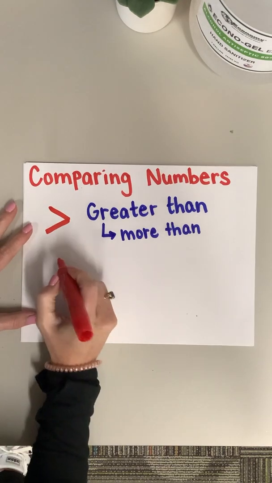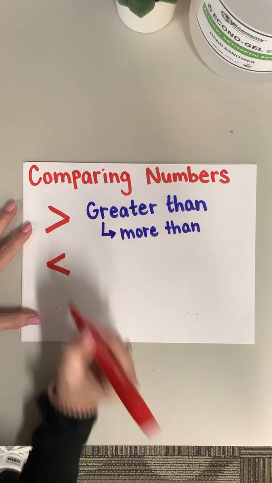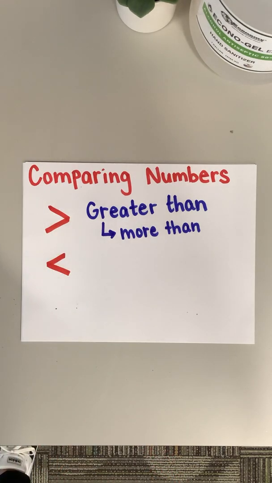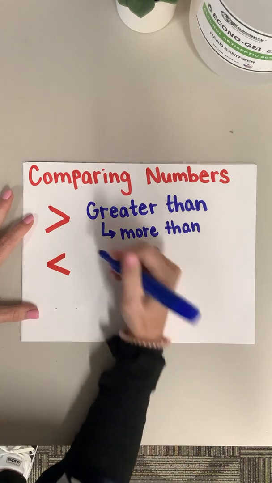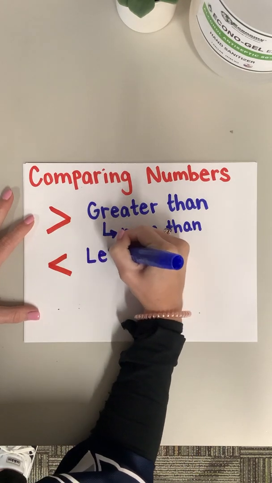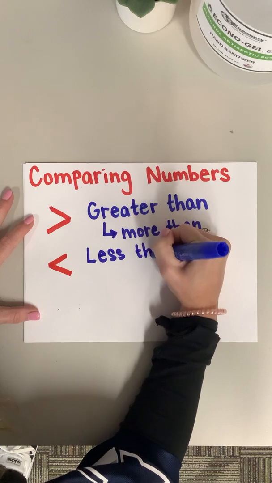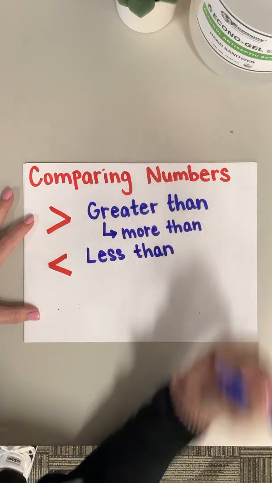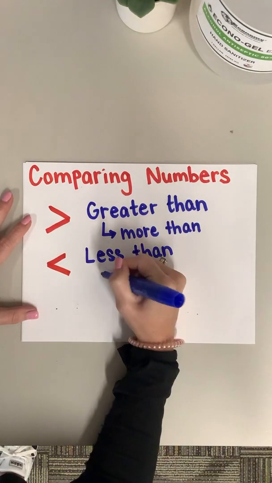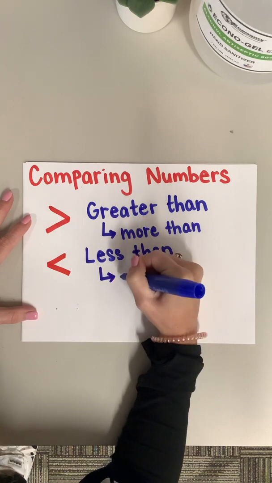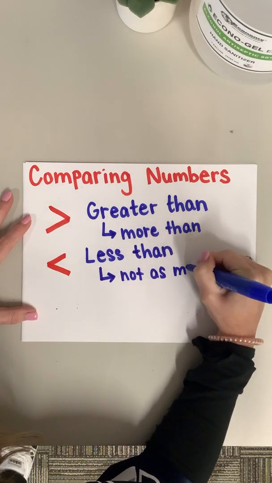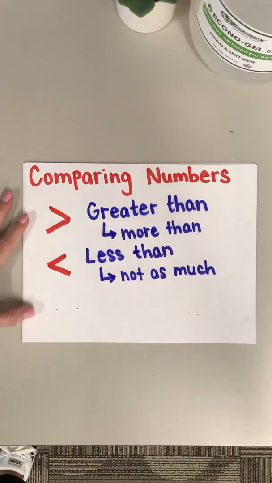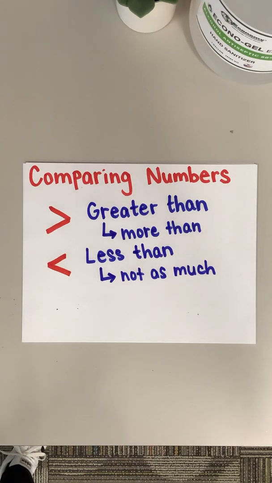The second sign that we use to compare numbers looks like this. What is that sign called? Less than. Wow, you guys did remember. Great job. Less than means that the number is not as much as the number we're comparing it to.